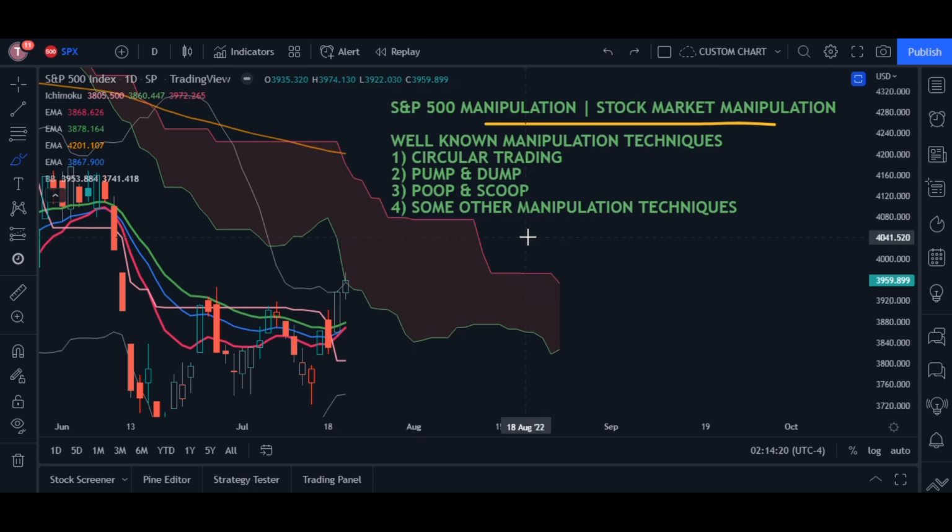In this video, we will be more focused on the S&P 500 index. So we will talk about these manipulation techniques in reference to the S&P 500 index.